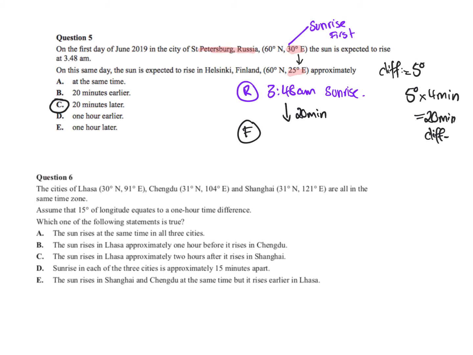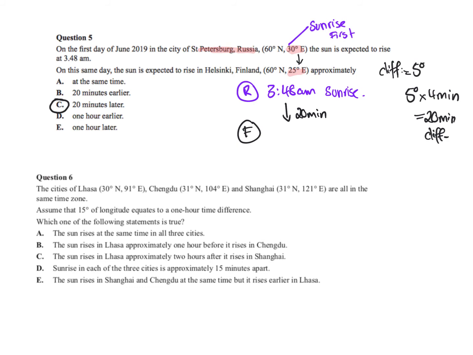All right, and let's look at the next one. The cities of Lhasa and Chengdu and Shanghai are all in the same time zone. Assume that 15 degrees of longitude equates to 1 hour of time difference, which they always say. I say, which of the following statements are true? Okay, so we're going to go through them.